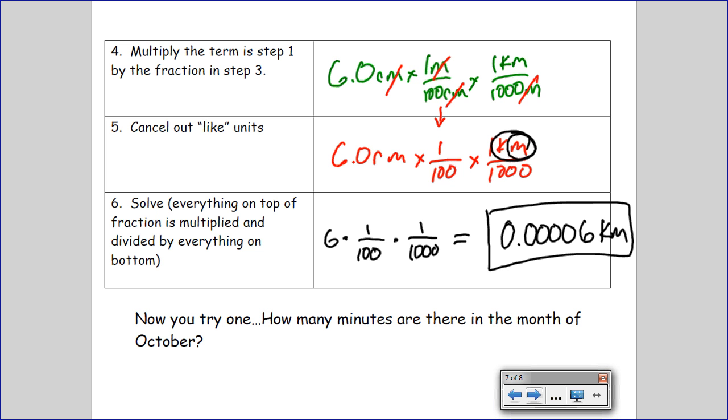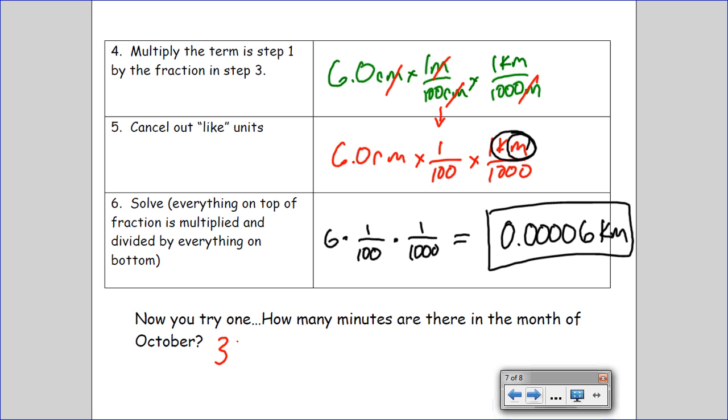That's a little convoluted, that long step. Let me show you one more example to kind of drive it home. How many minutes are there in the month of October? Heck, how many minutes are there in an entire year? How many minutes are there in a decade? These are simple conversion factors that you are familiar with.